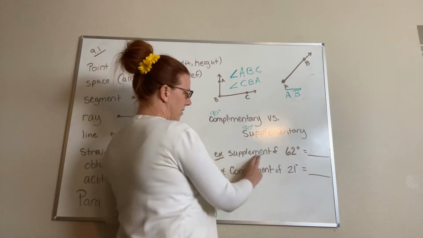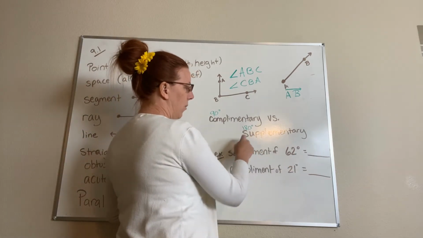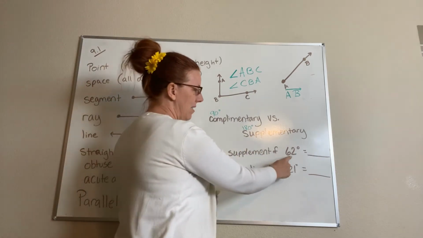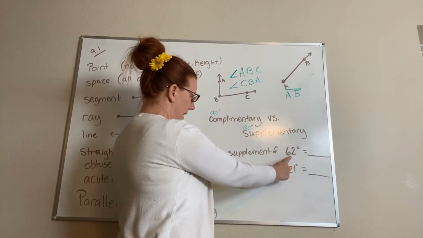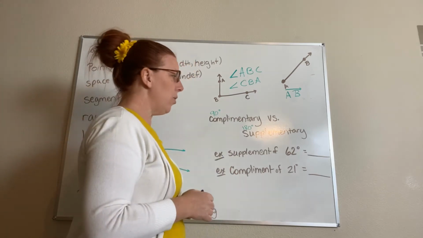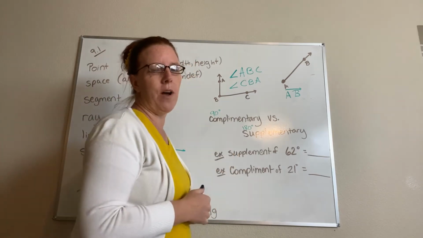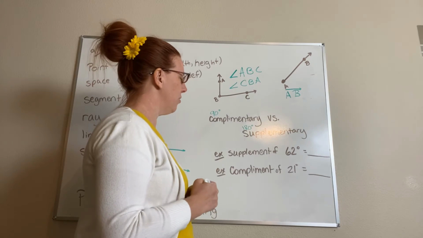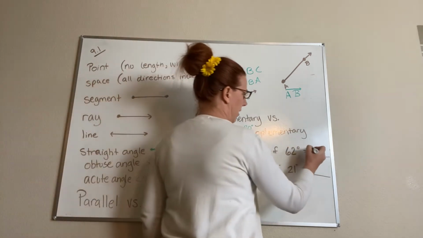So if they ask for the supplement of 62, they want to know what's the other angle that makes this and that mystery angle add to be 180. 62 plus what gives you 180? So you just subtract. 180 minus 62 is 120 minus 2, 118.